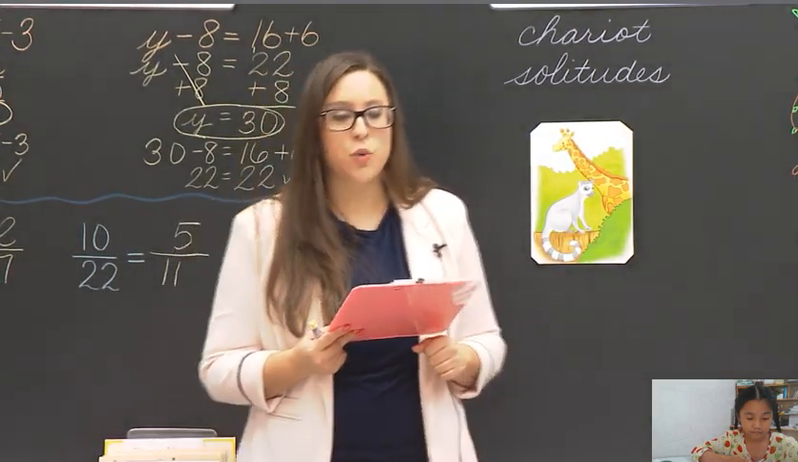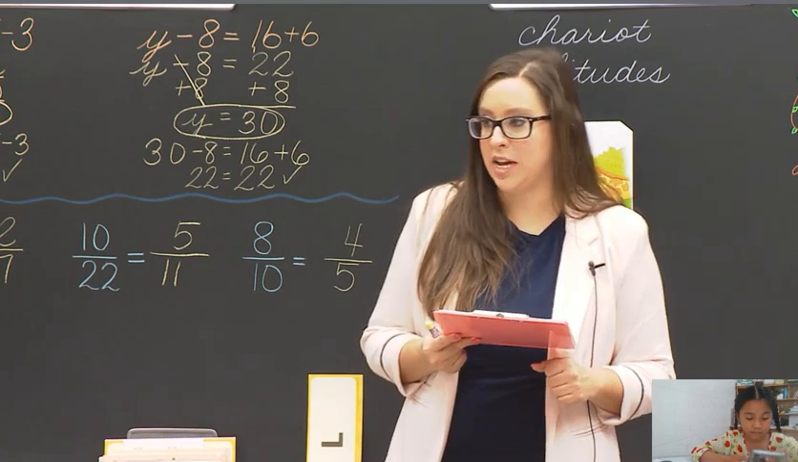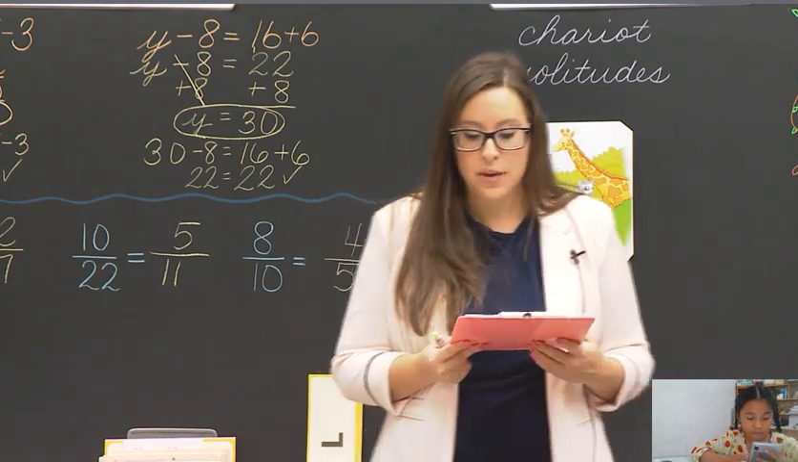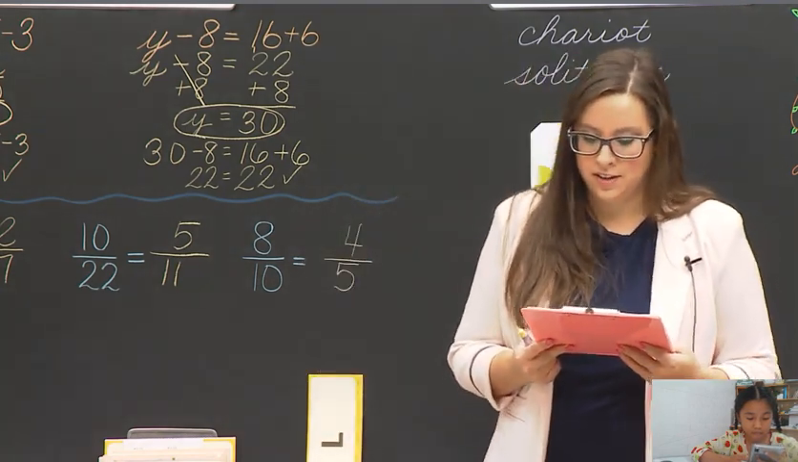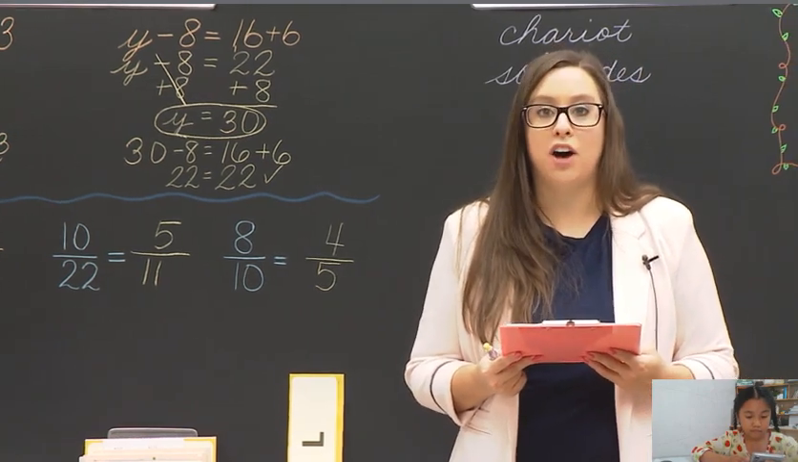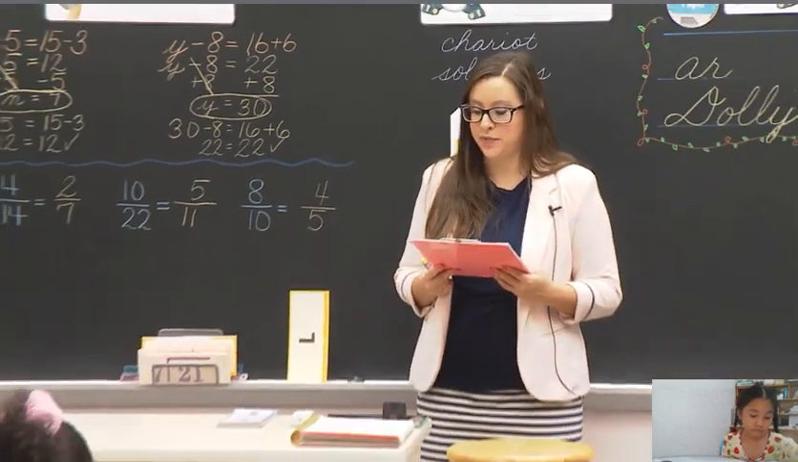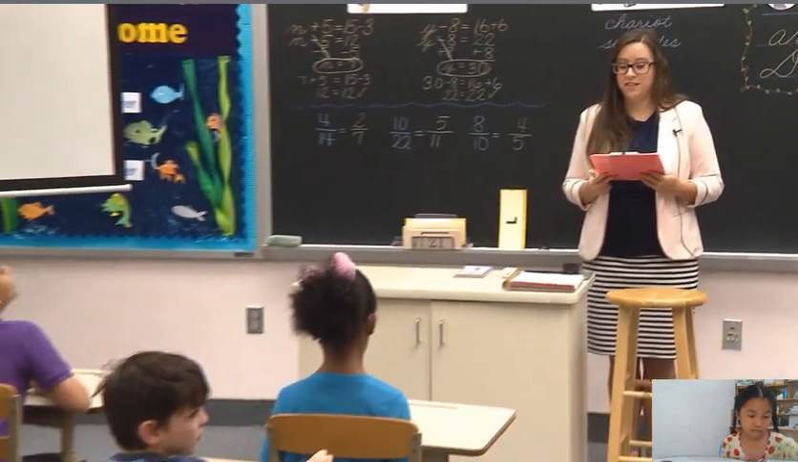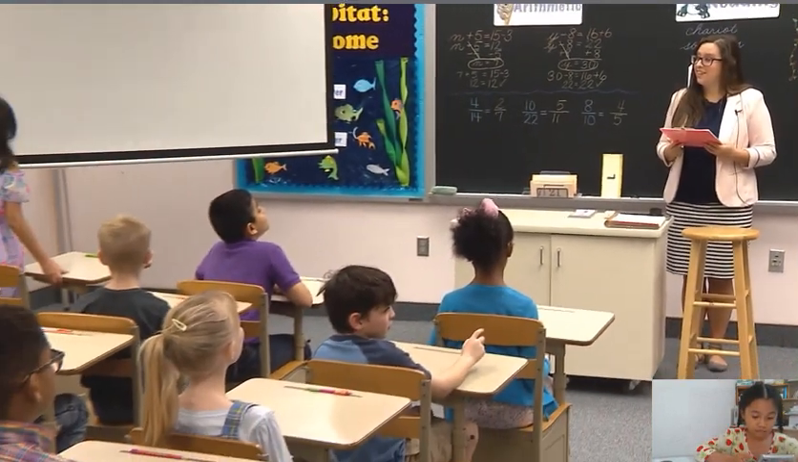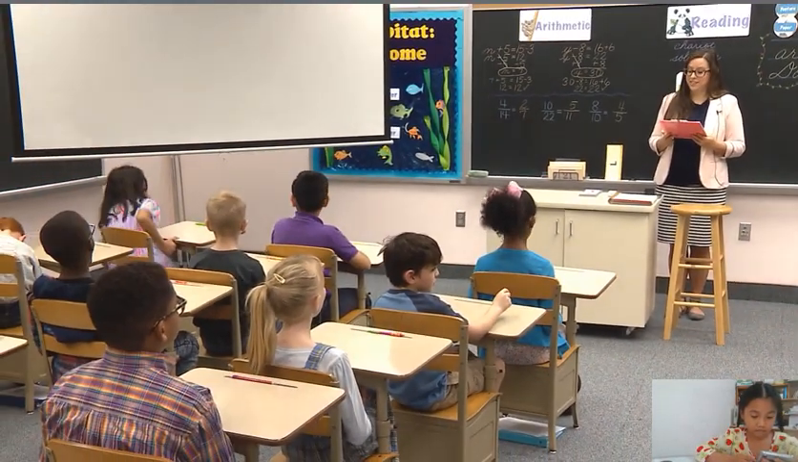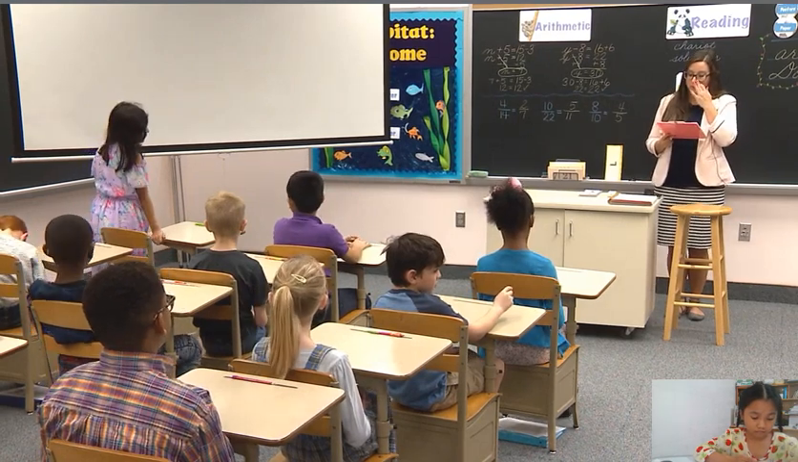1/5 of 20. Emily. 4. Because? 20 divided by 5 equals 4. Fantastic. 1/3 of 12. Lexi. 4. Why? 12 divided by 3 equals 4.